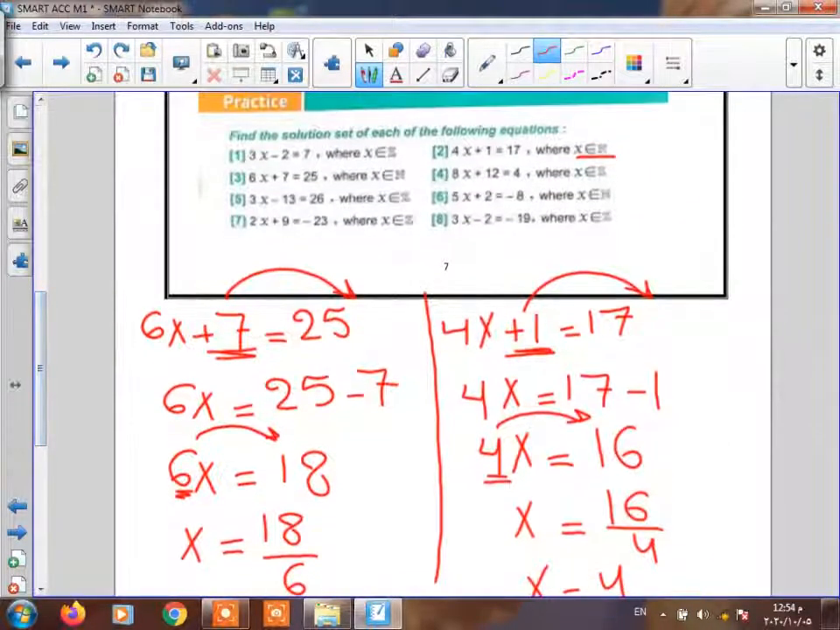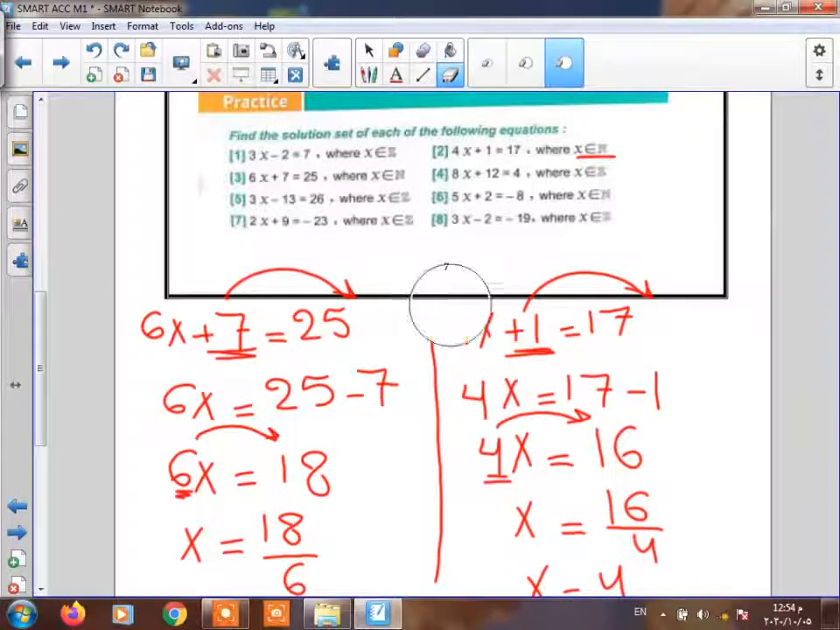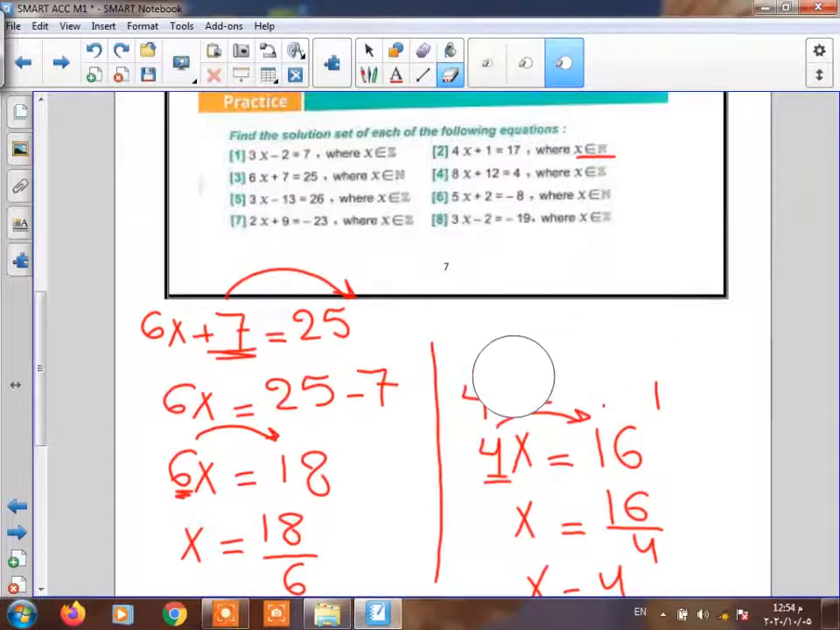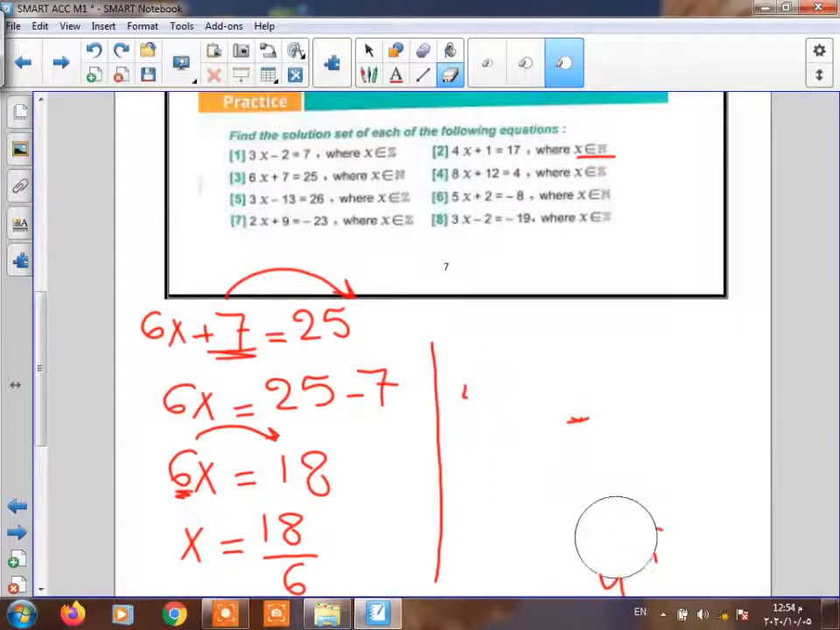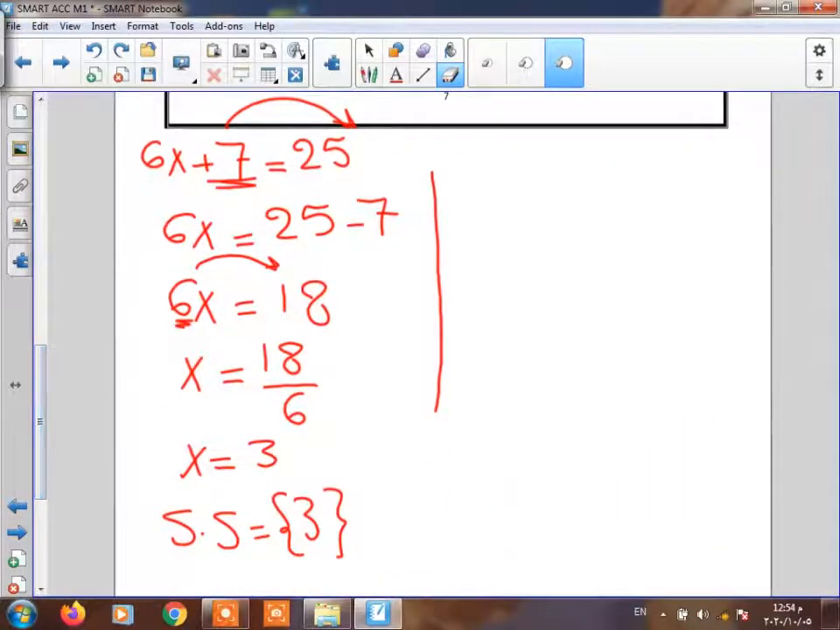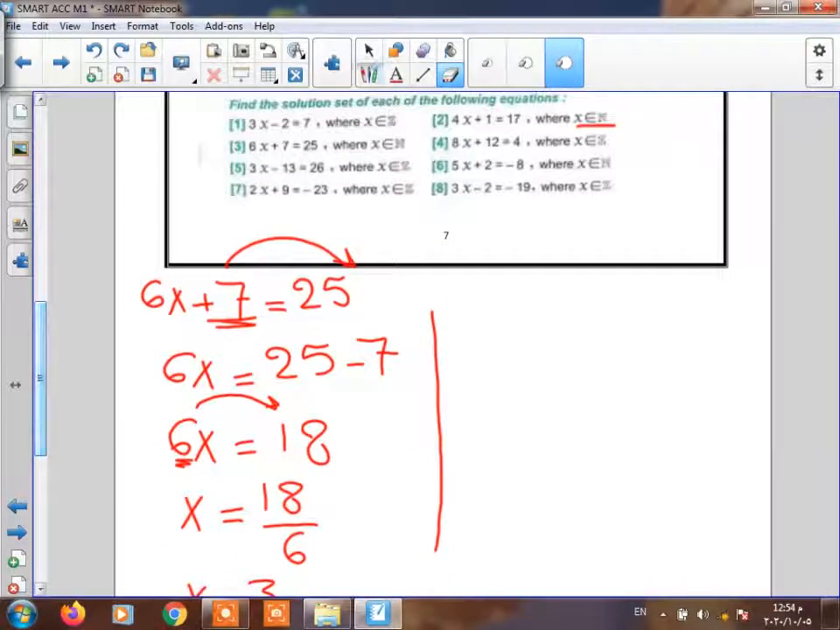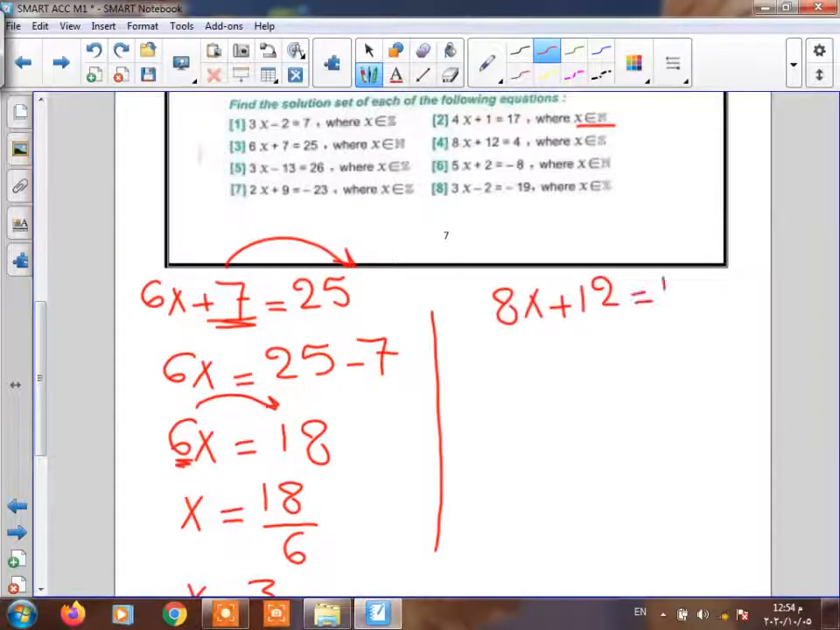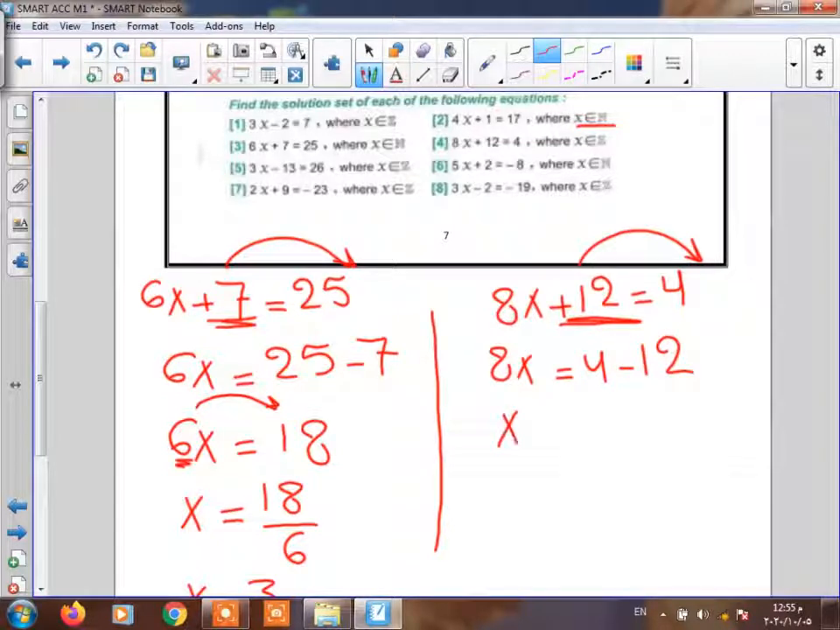Let's take number 4. Here we have 8x plus 12 equals 4, and x belongs to Z. I will take plus 12, put it on the other side, change the plus into minus. 8x equals 4 minus 12. It will be 8x equals negative 8.